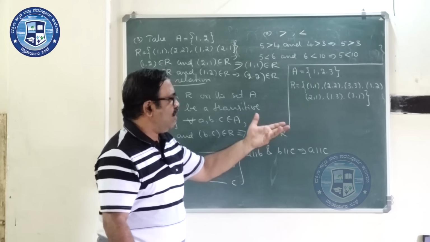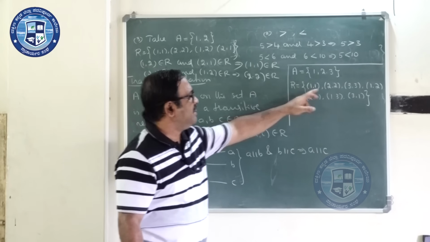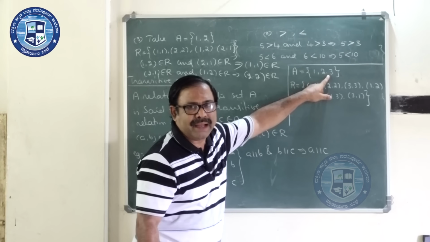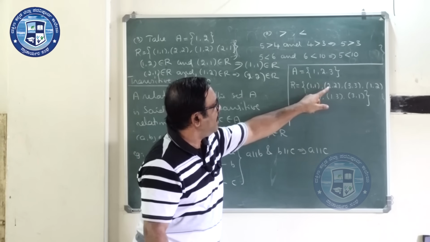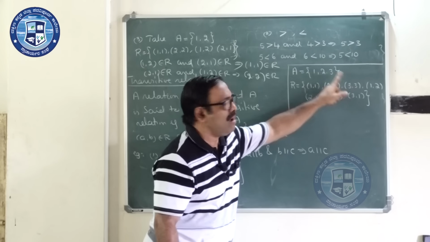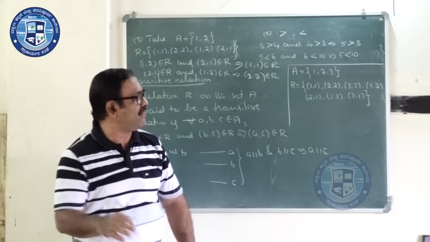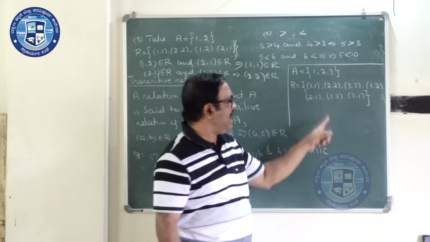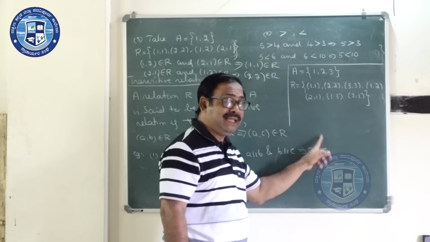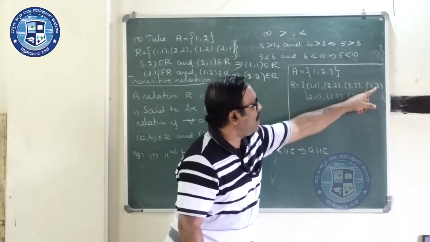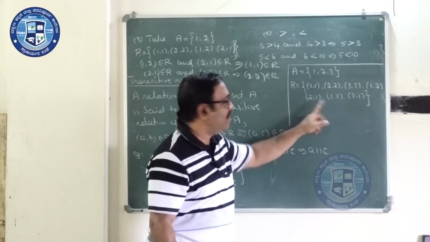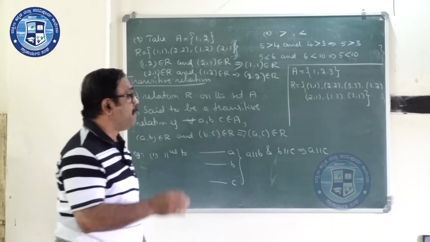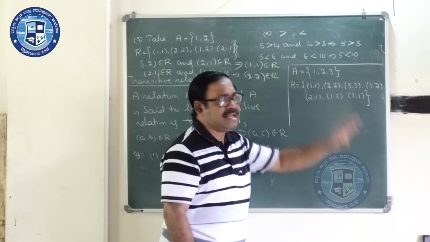Now, one can easily say that this is reflexive. Agree with me? 1, 2, 3 are the elements, so (a, a), (b, b), (c, c), all three are there. Yes, reflexive. Is it symmetric? What do you mean by symmetric? A related to B means B related to A. Here, (1, 2) is there, (2, 1) is there. For (1, 3), (3, 1) is there. This is symmetric also. But my question is, is it transitive?